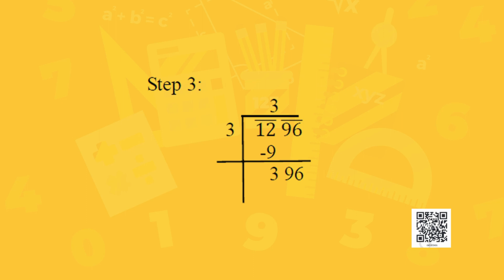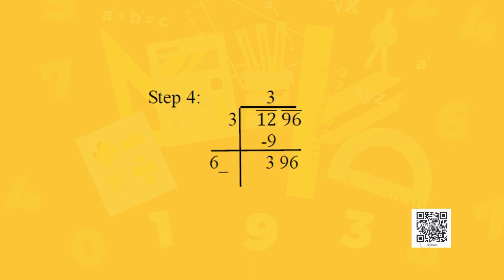In the next step, let's bring down the number under the next bar, which is 96. Upon bringing it down, we get the new dividend 396. In step 4, let's double the divisor.